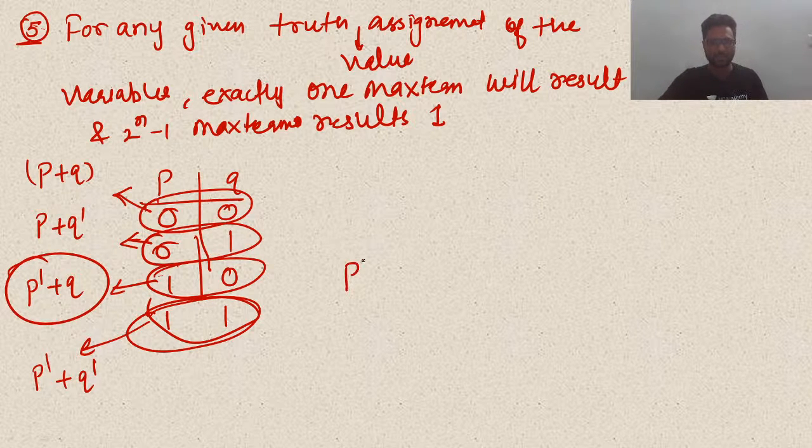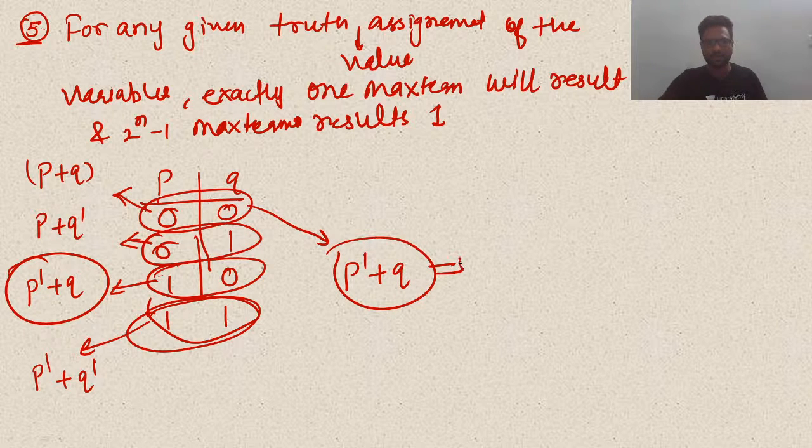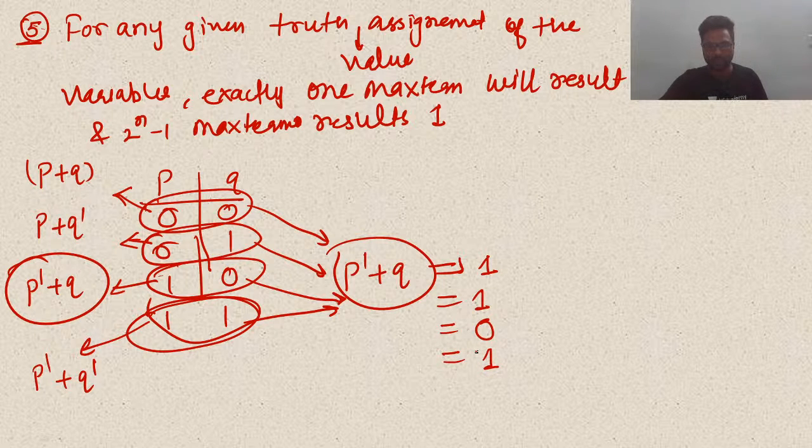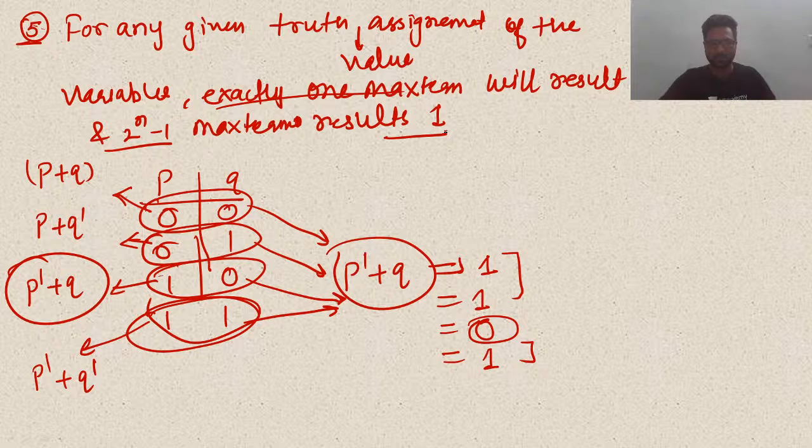Now assume any truth value assignment is given to you, let's say P dash plus Q. Put the first row in this expression, the output will be 1. Put the second row, the output will be 1. Put the third row, the output will be 0. Put the fourth row, the output will be 1. So exactly one max term will result in 0, and the remaining 2 raised to power n minus 1 will result in 1. Is this one clear to everyone or not?